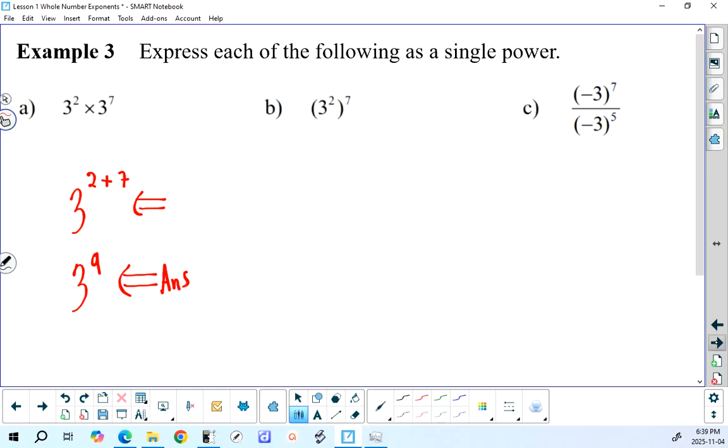3 squared to the 7, that means 3 raised to the 2 multiplied by 7. This is the power of a power rule.